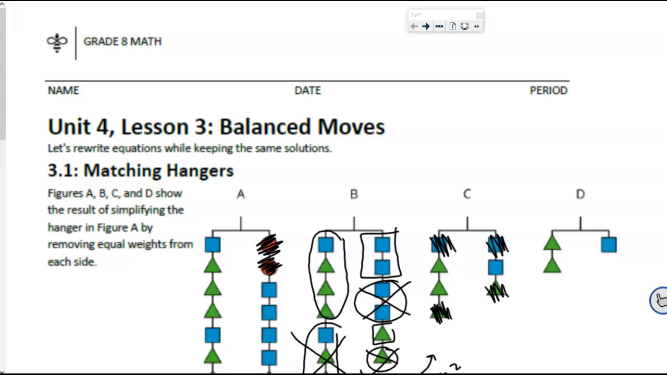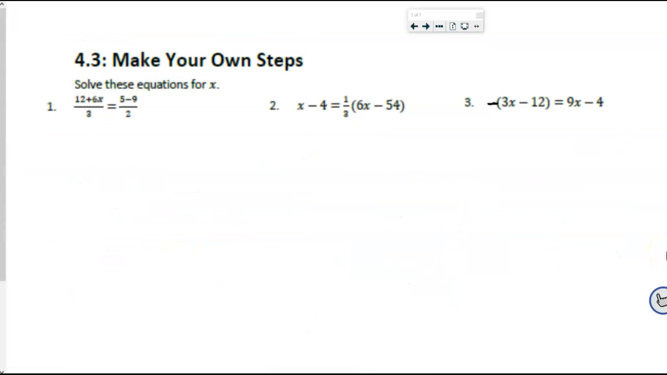All right, this is the third and final video for Open Up Resources Unit 4, Lesson 3 and 4, Balanced Moves and More Balanced Moves. In our last video, I left you with solving these equations. Now we're going to look at ways that we can solve them.